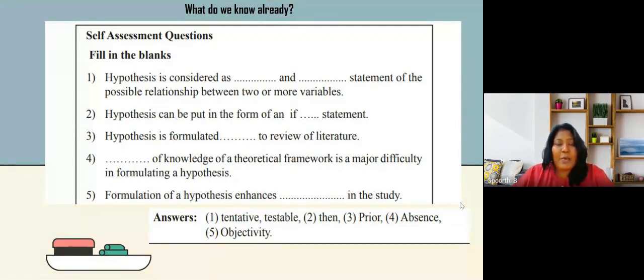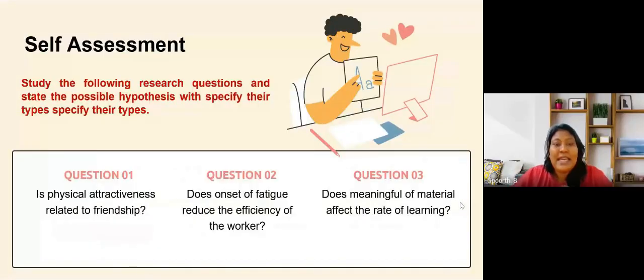But very quickly, are you ready for testing if you've done it right, if you've been paying attention, if you understood it correctly? Are you with me? Yes, ma'am. All right. Very quickly, there are 3 questions. You can choose any question. Do not say anything now. You get 5 minutes. If you can write hypothesis for all 3 questions, nothing like it. There are 3 research questions here. Study the following research questions and state the possible hypothesis which specify their type. There is an error there. Okay, hang on.